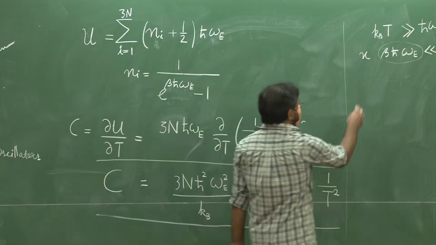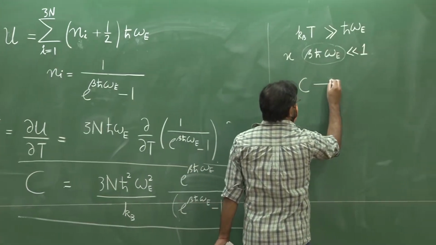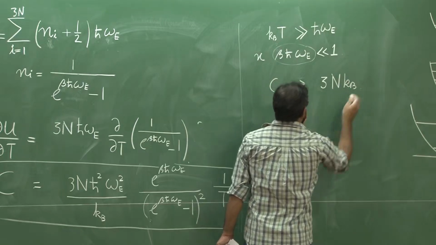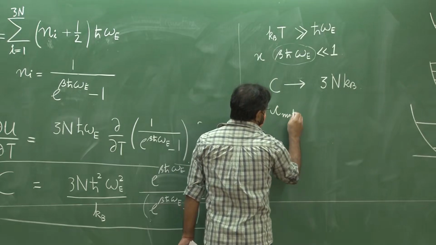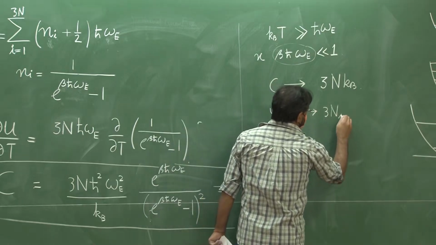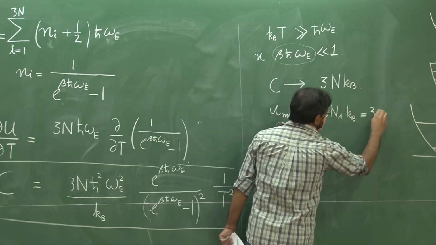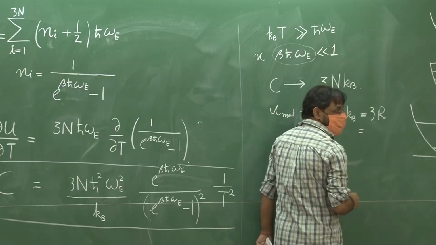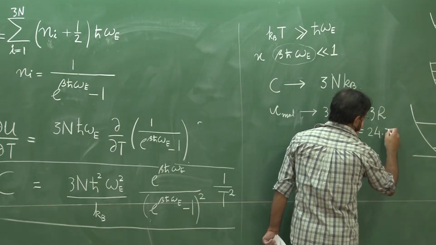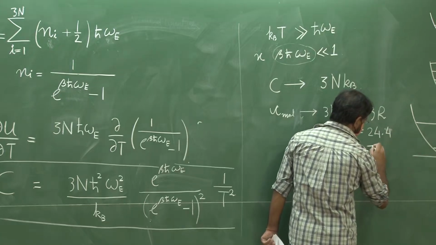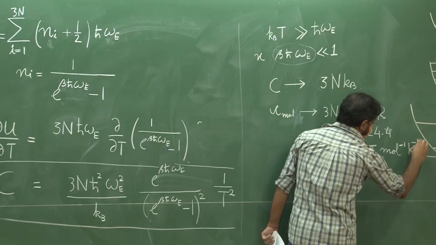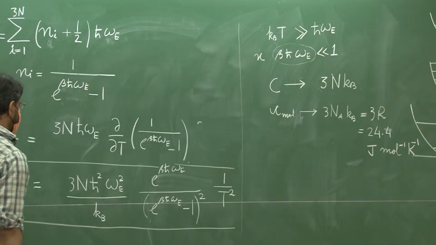So when x is much smaller than 1, C will tend to 3NkB, and if you write C molar, which is the molar specific heat, then that will be 3 N_A kB, and that will be 3R. R is 8.314, so that is 24.4 or 24.5, and the units are joule per mole per Kelvin. So even the Einstein solid also has the same specific heat at high temperatures.